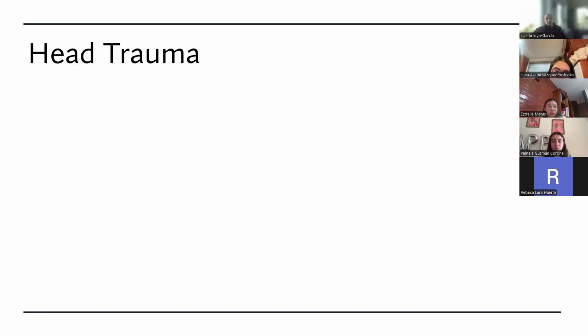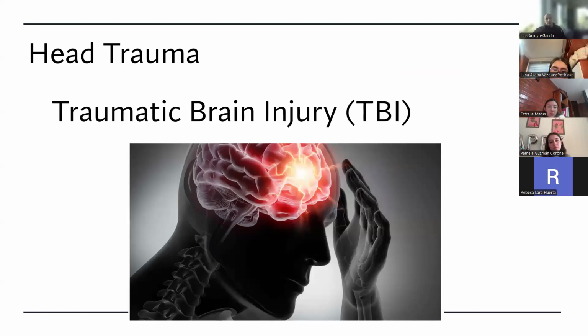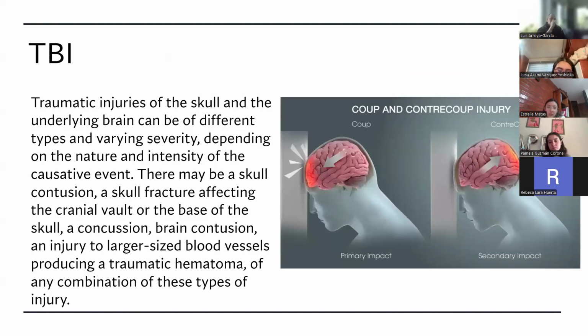So let's start from the head trauma. Head trauma is part of the syllabus, but what is actually here is the traumatic brain injury, TBI. That's what we're going to talk about today. There are many things that we need to consider here. When, for example, we hit our head, we have something that is called the coup and the counter coup injury.